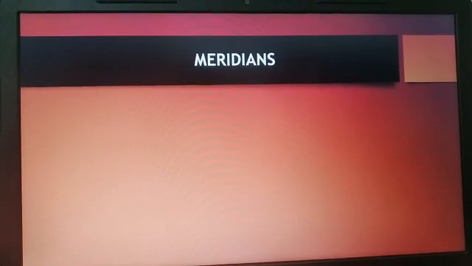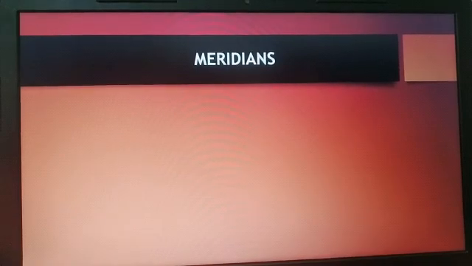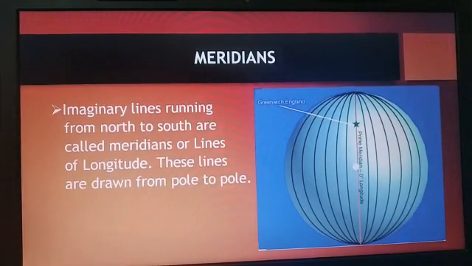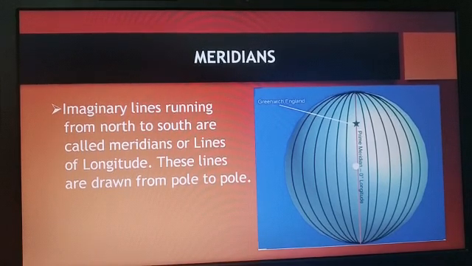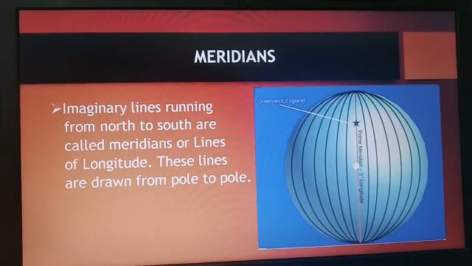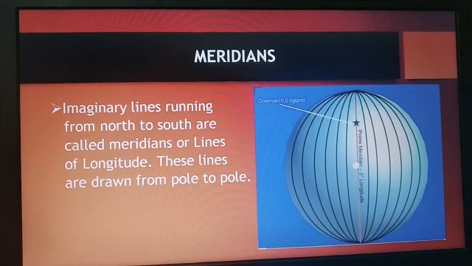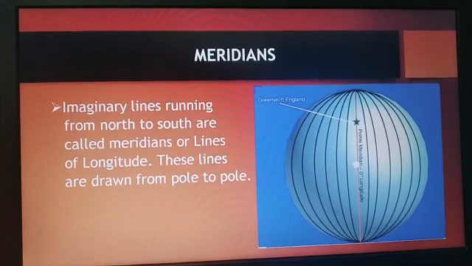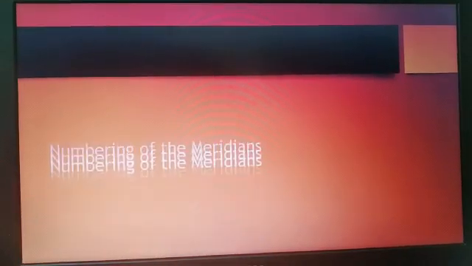Now the next is meridians. What are meridians? See, in this diagram, imaginary lines running from north to south are called meridians, or we can say lines of longitude. These lines are drawn from pole to pole.